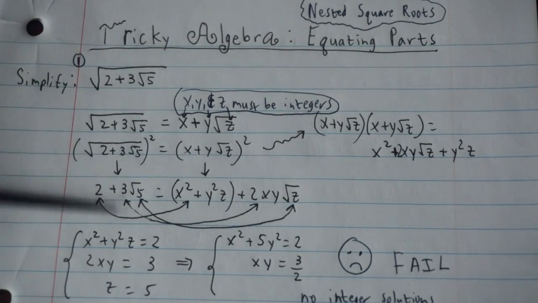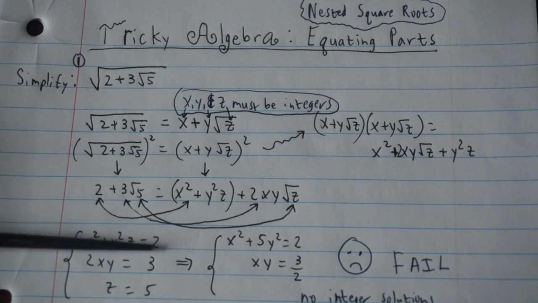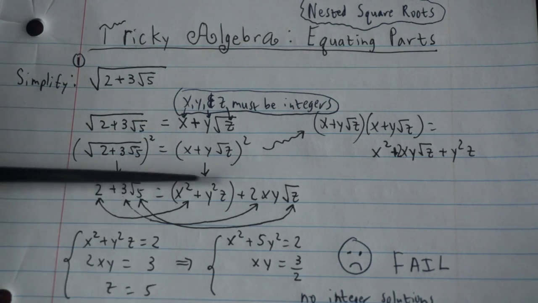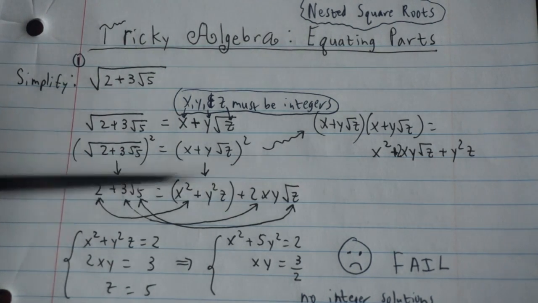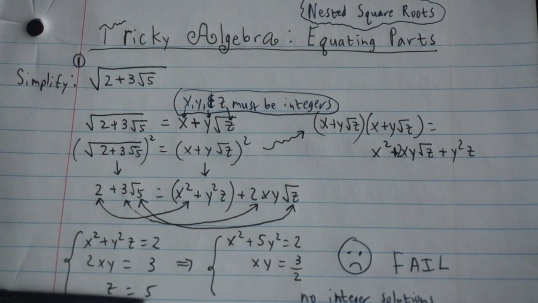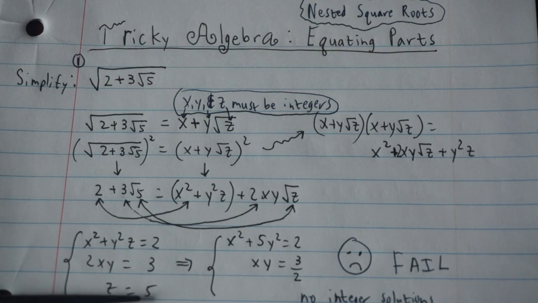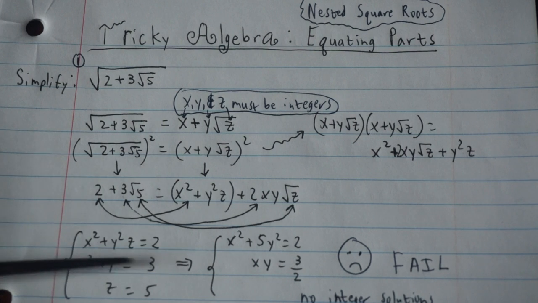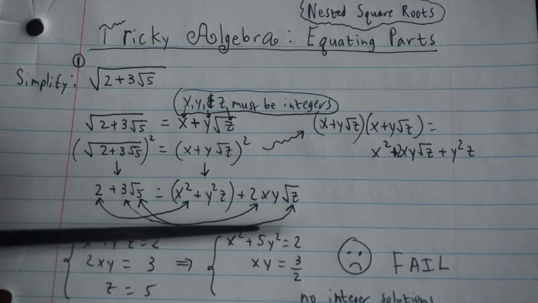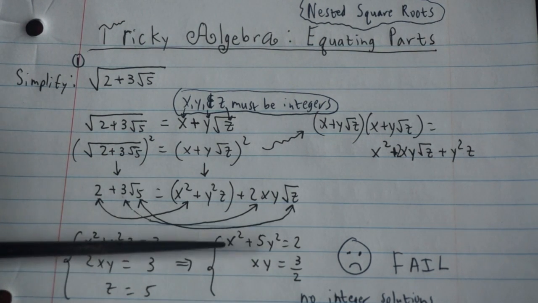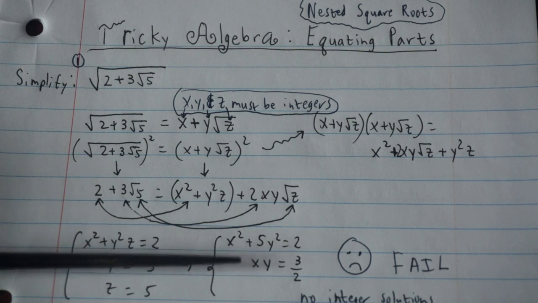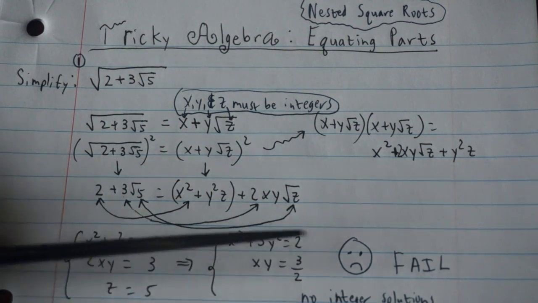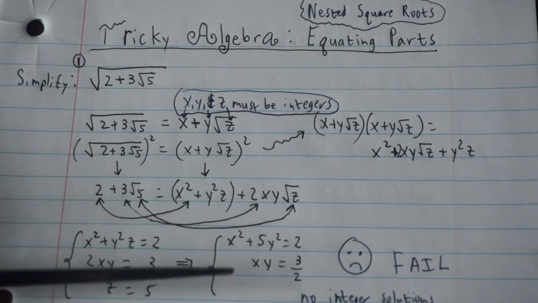So I've just taken these arrows and written them in a systems of equations form. You have the 2 is equal to that part over here, the 2xy is equal to the 3, and the z is equal to the 5. So we can substitute the 5 over here and simplify this by dividing by 2. So we get these two equations. And if you think about it, there are no integers that when multiplied give you 3 over 2. So we failed. There's no integer solutions.